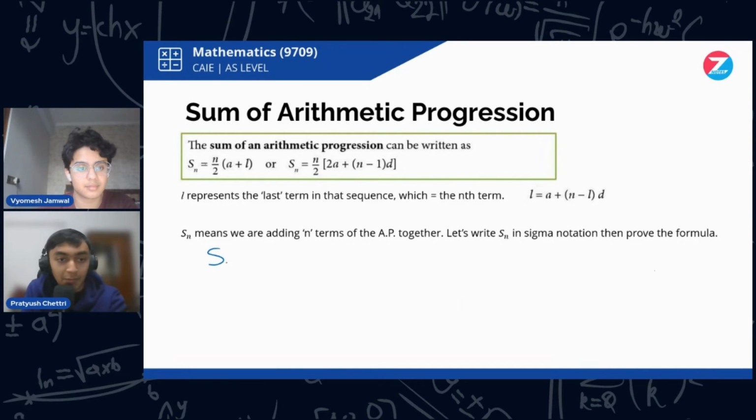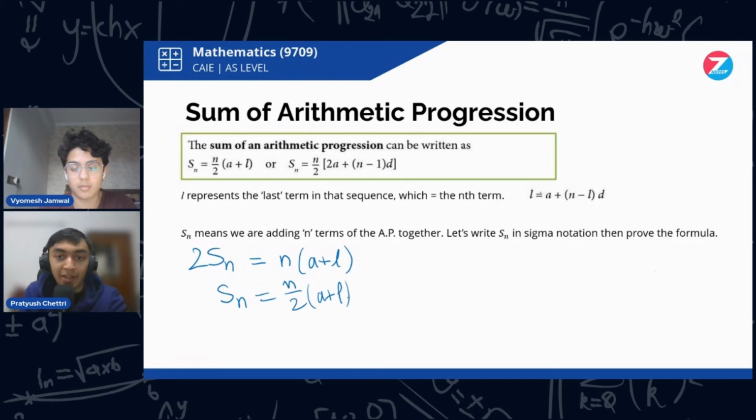But okay, so we were at 2Sn equals n lots of a plus L. That's because we did all those a plus L thingies. And now Sn is simply, divide both sides by 2, n over 2 times a plus L. And remember, L was our last term, which is just the nth term, which is that. Okay, that's where the formula comes from. You don't need to know how to derive it. You just need to know how to use it.